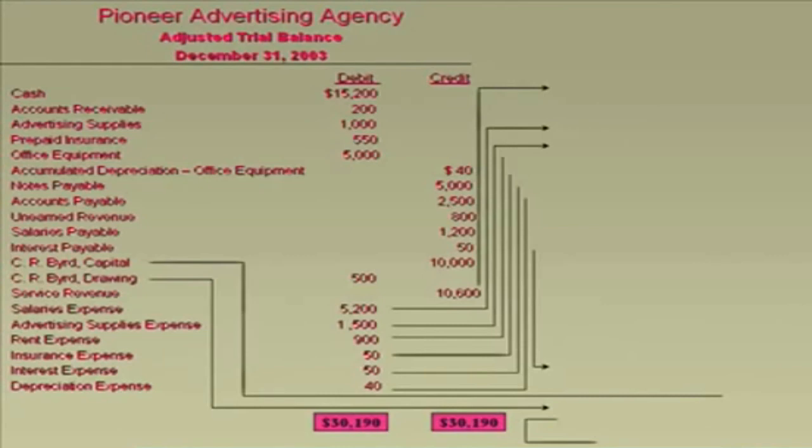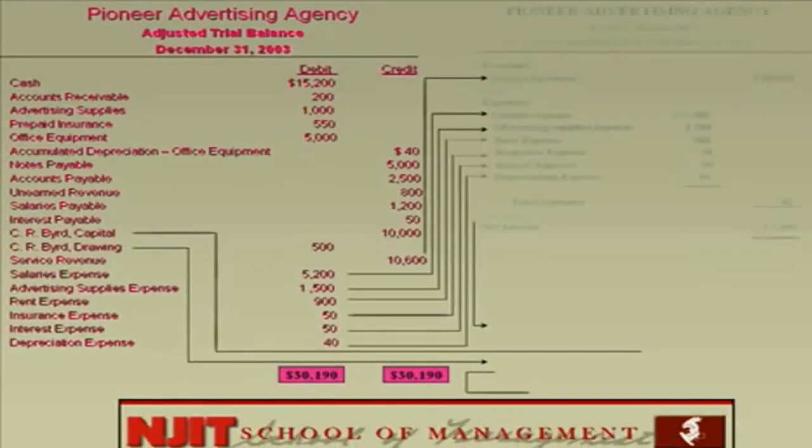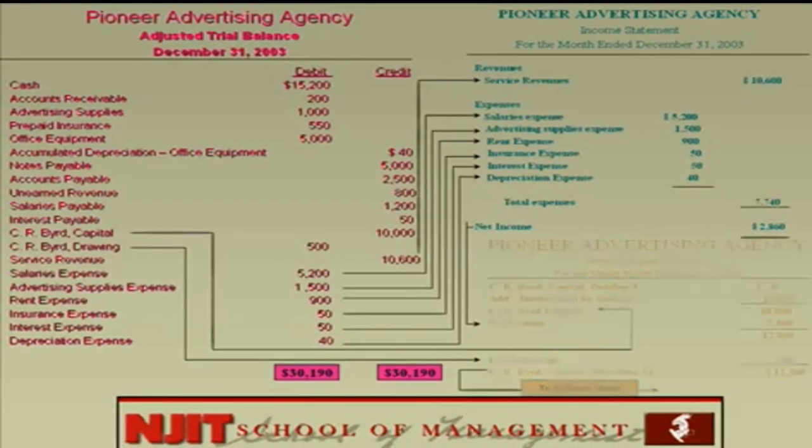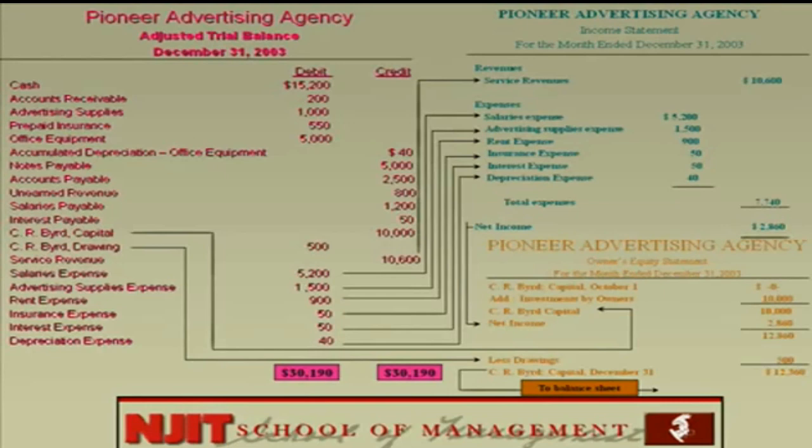I show you what items to take, and there comes the income statement. Does the profit of 2,860 correspond with yours? Check it. Then you do statement of owner's equity. Here it comes. Does that tally with yours? The ending balance should be 12,360.